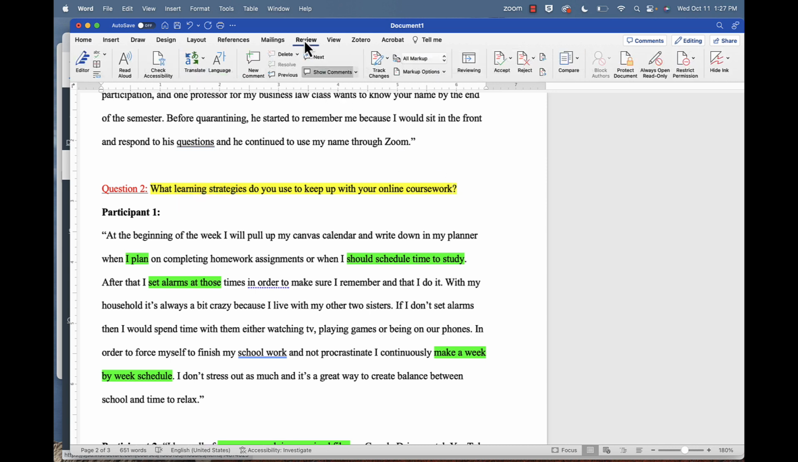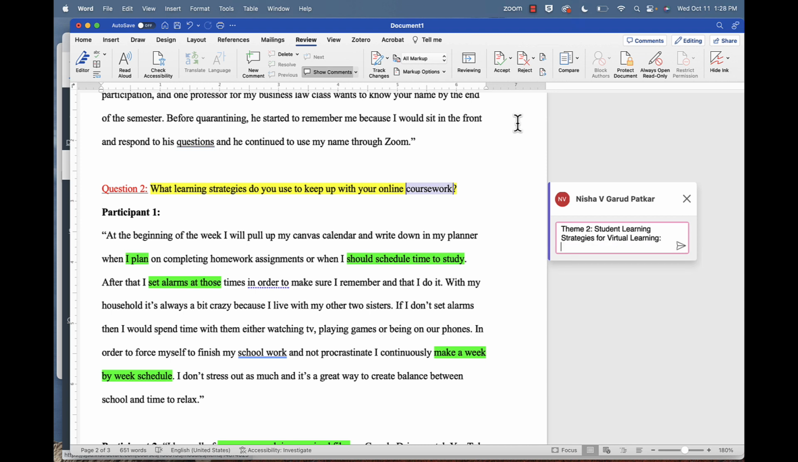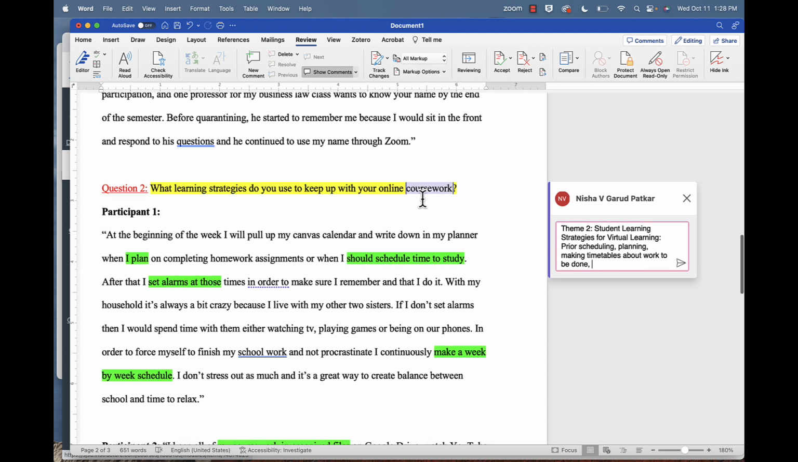So using my review option and comment option again, I think of my second theme. Maybe my second theme could be about coping strategies or learning strategies during COVID, right? So student learning strategies for virtual learning. And what did I find out? The first important thing that I found out was prior scheduling, planning, making timetables about work to be done. What else? Oh, asking questions on Zoom.